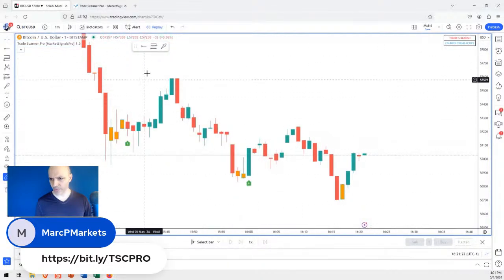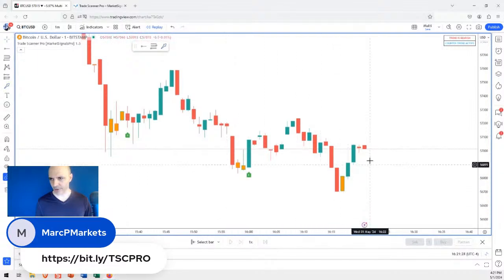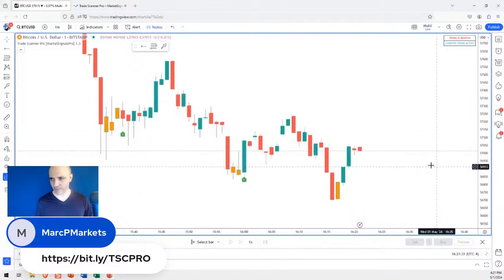So you could see here there was a signal here, right? Look at that, right before the warning. There was a signal here, but no signal here. I bet you on a 30-second there's one.